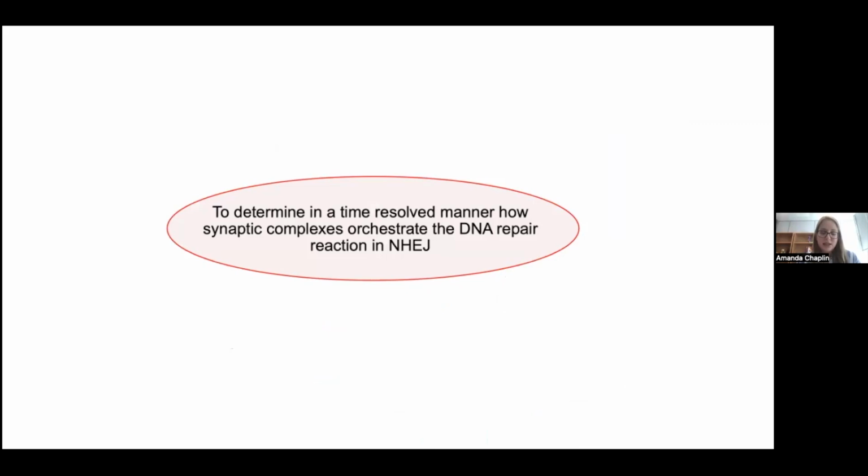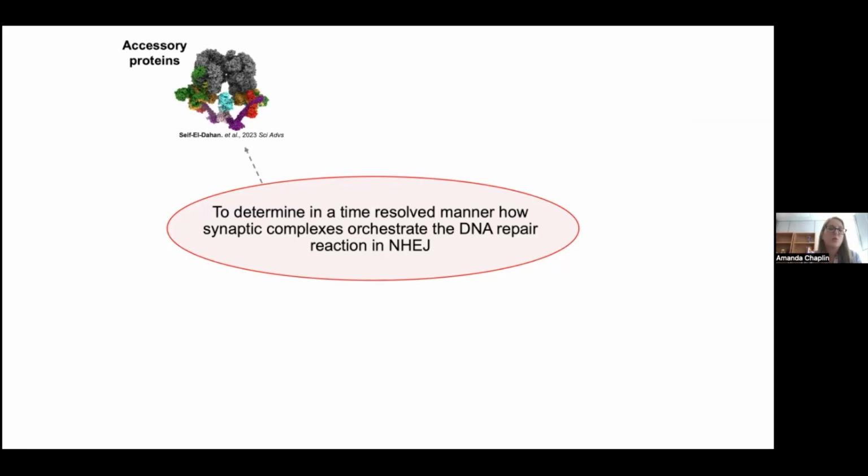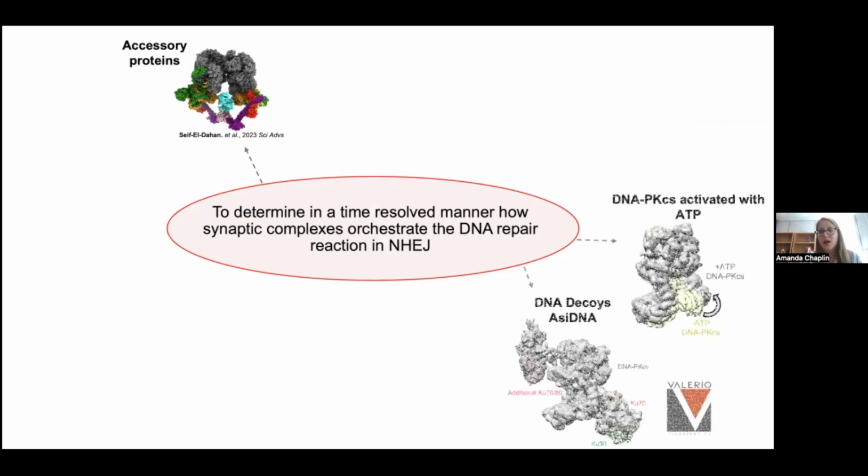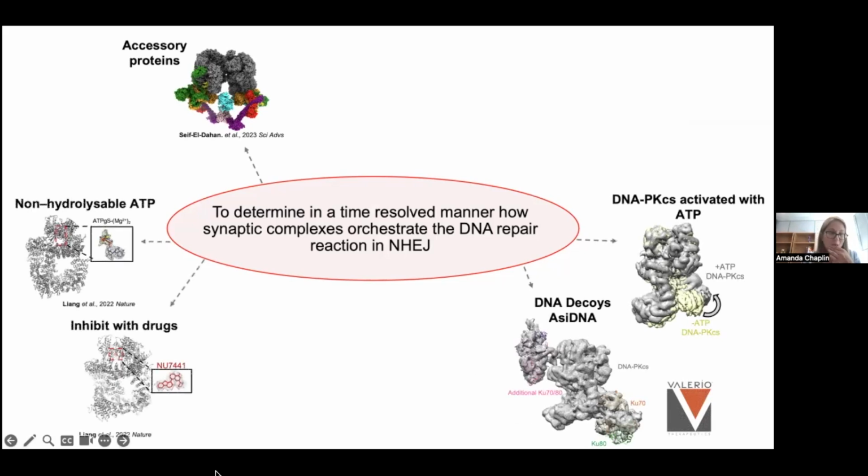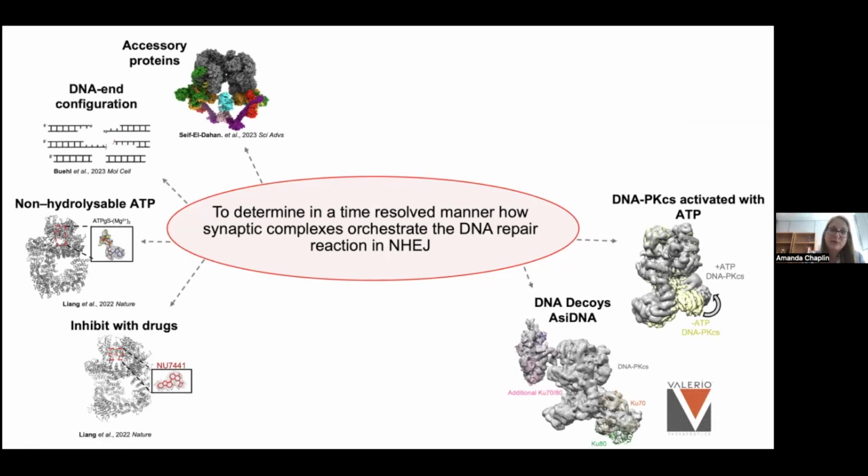So the first thing is we want to map every single structural step of this. And to do that, we have to trap structural intermediates. And so we have different ways in which we can do it. And just to show you some of them here. So as I just showed you, we know that we can add in accessory proteins such as PAXX. We can drive different branched pathways of the mechanism. We can activate the kinase DNA-PKcs with ATP. And we can also trap structural intermediates using specific DNA. We can also inhibit the protein with drugs and non-hydrolyzable ATP. And very recently, we've shown that actually the DNA-PK dimers do favor certain DNA end configurations.